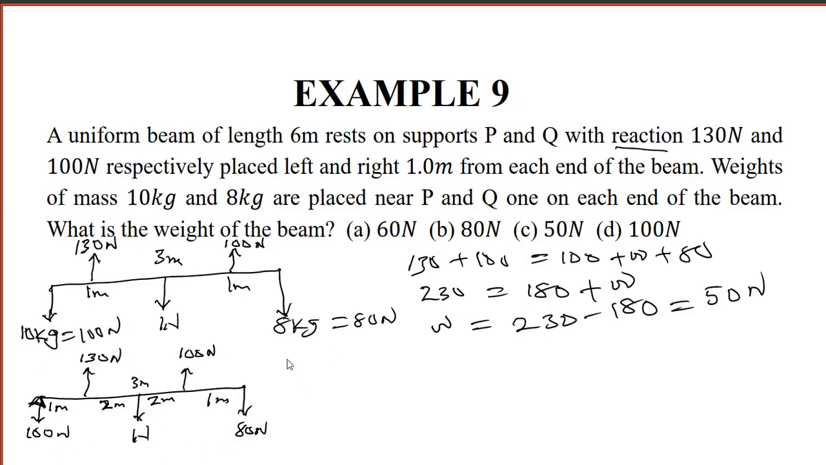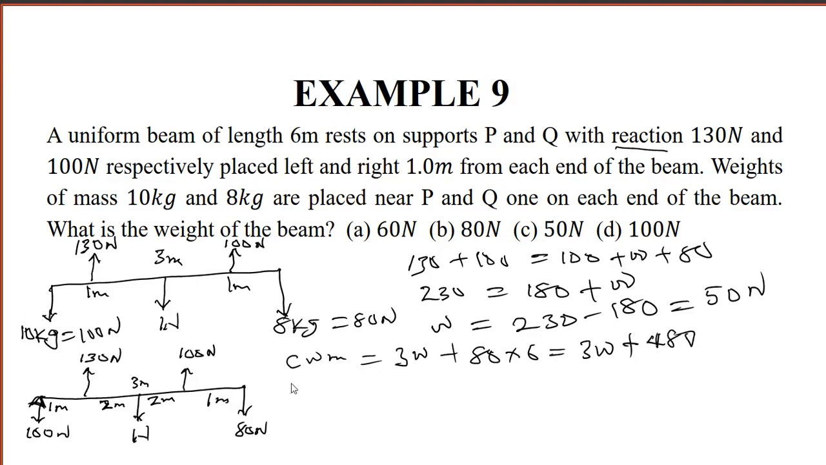So let's go. Our clockwise moment will be W to the point, that's 3 meters. That will be 3W plus 80 Newton to the point, that's 6. That will be 80 times 6. So what would that give us? That will be 3W plus 80 times 6, that's 480.